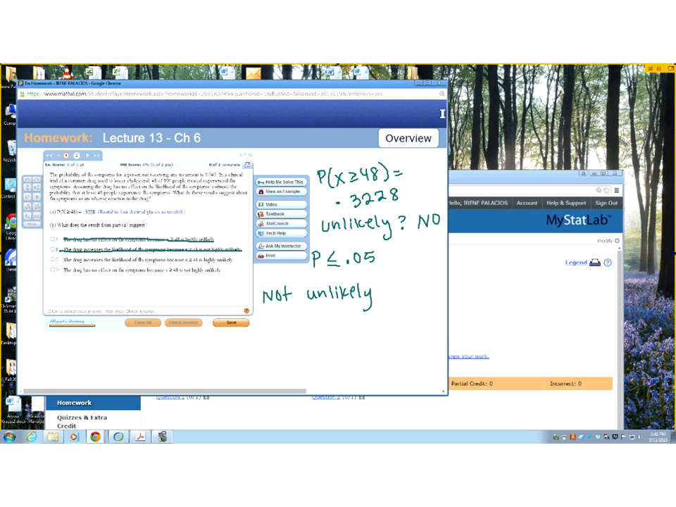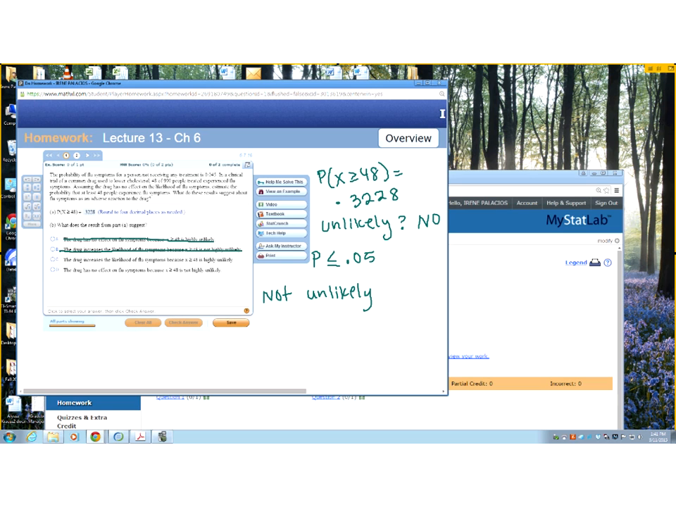If it was lower than 0.05, then we would be concerned, because the probability of that happening would be unlikely. We wouldn't expect it to happen. So if the probability is unlikely, then we would have to say that this drug is giving people flu symptoms. All right, so it can't be that one.